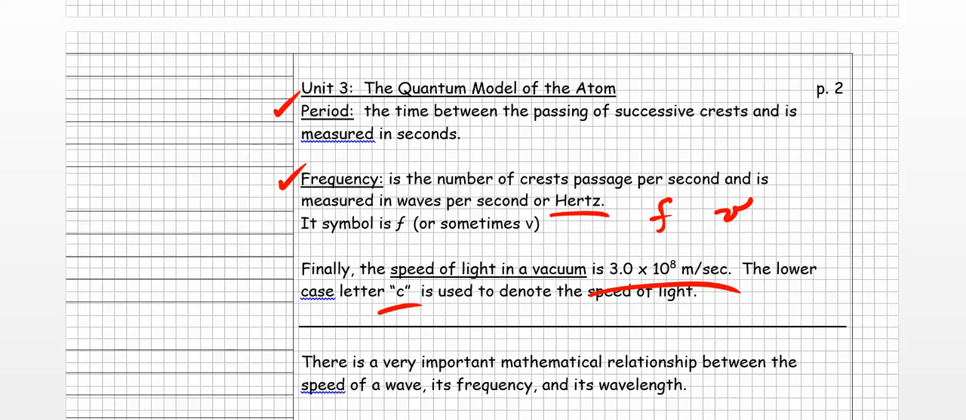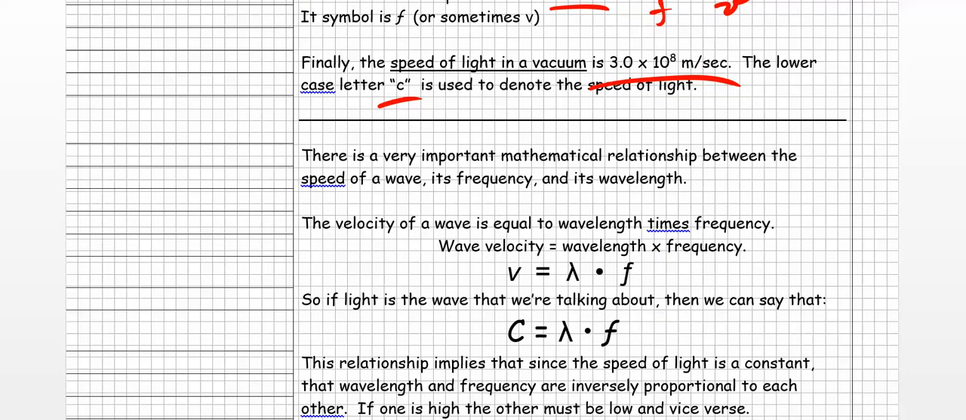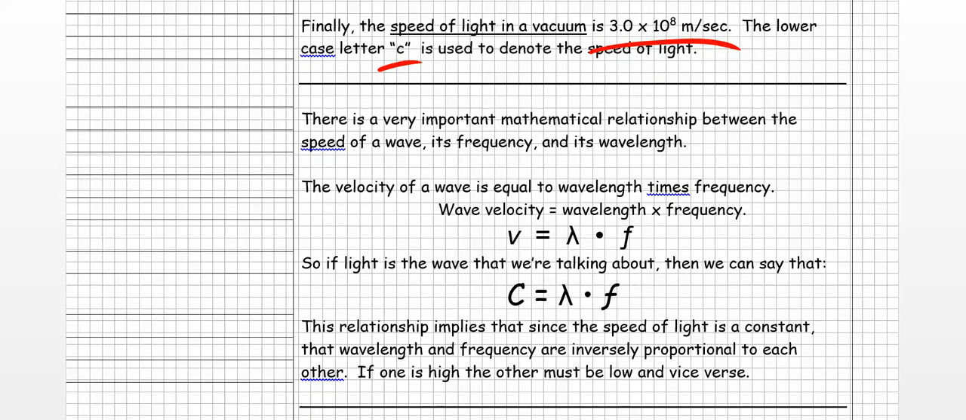There's a very important mathematical relationship between the speed of a wave and its frequency and its wavelength, right? The velocity of a wave is equal to the wavelength times the frequency. So if light is the wave that we're talking about, then c, the symbol for the speed of light, is equal to wavelength times frequency.